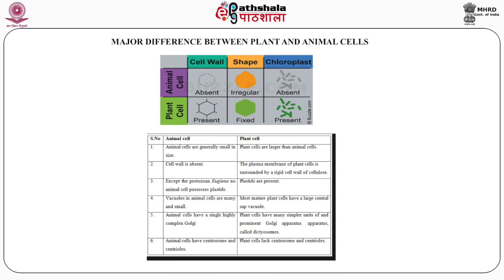So the following table further elaborates the difference between plant and animal cells. Animal cells are generally smaller in size than plant cells, and animal cells don't have a cell wall, which plant cells do have. Except the protozoan Euglena, no animal cell possesses plastids. Most plant cells have a large vacuole, while animal cells have small, and many small vacuoles. Animal cells have centrioles, while plants lack them.